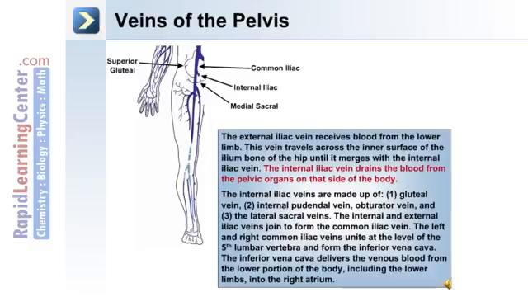The left and right common iliac veins unite at the level of the fifth lumbar vertebra and form the inferior vena cava. The inferior vena cava delivers the venous blood from the lower portion of the body, including the lower limbs, into the right atrium of the heart.